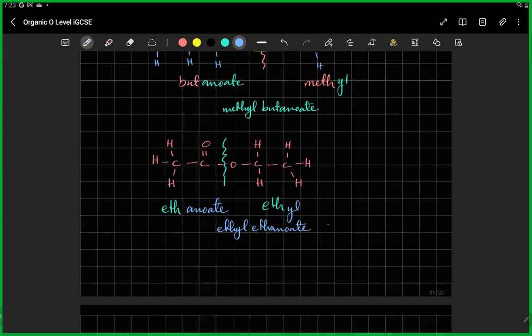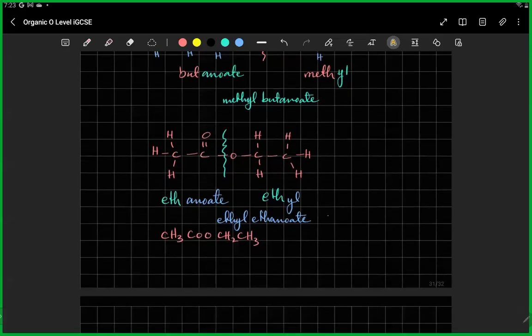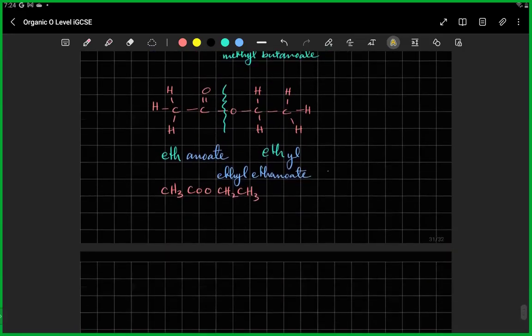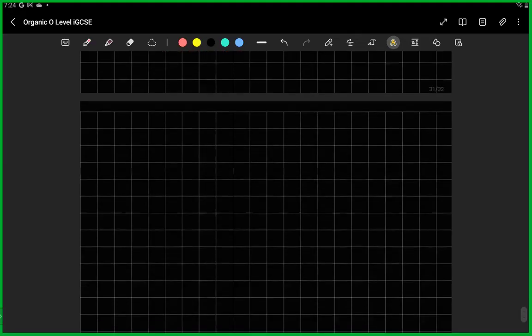And you can write the condensed formula as well. So this is CH3, then you have CO, then you have another O, then you have CH2. Remember, condensed formulas are more confusing, so even if you're given condensed formulas, make sure you open it up, so it's easier to deal with the displayed formulas. So that's how esters are going to be named. Esters are very important because you get a lot of questions on esters.